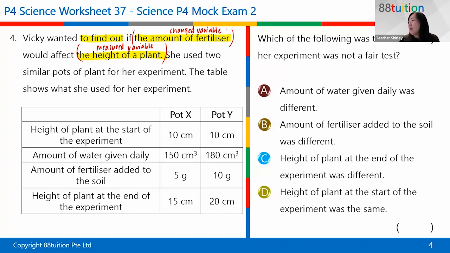Okay, so we do have here similar pots of plant for her experiment. The table shows what she used for her experiment, right? Which of the following was the reason why her experiment was not a fair test?